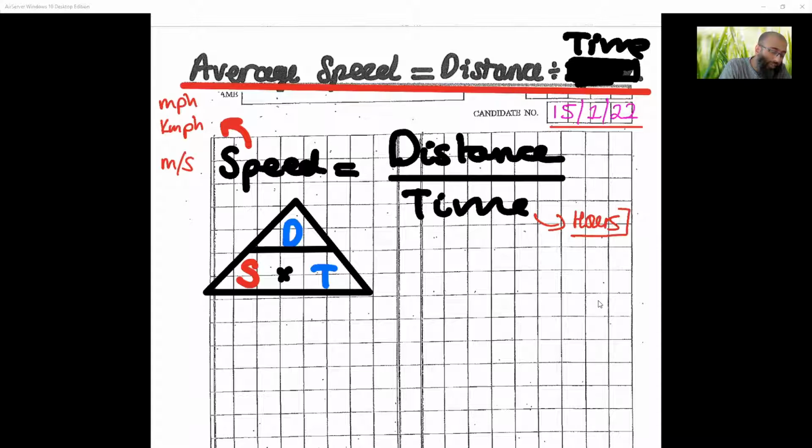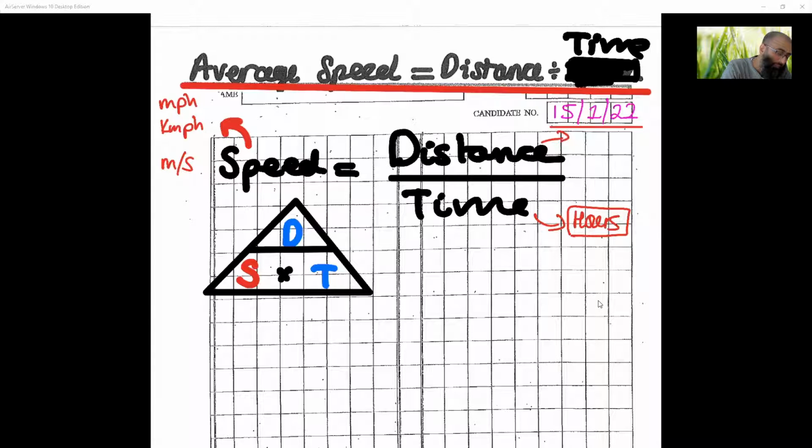Time is normally measured in hours or fractions of an hour. So quick question, Fizza. In the question they had 30 minutes. What would you use for the time value? Remember, the time should be in hours, but they gave you minutes, 30 minutes. Into how many hours would that be? Give me a fraction. Half an hour. Excellent, lovely.